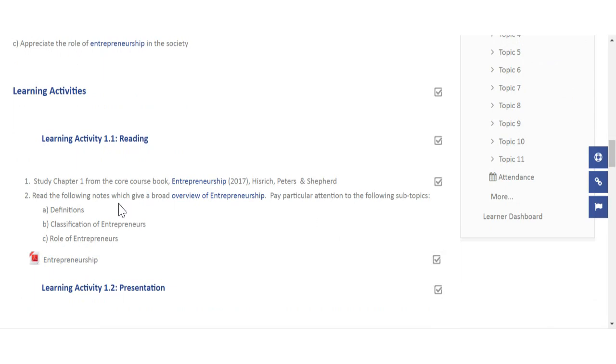You read through it, and you also look at the following notes. Read study chapter 1 of the text, which of course gives you a bigger picture, just under summary here. Read the following notes also to give a broad overview of entrepreneurship. Pay particular attention to definitions, classification of entrepreneurs, and the role of entrepreneurs.